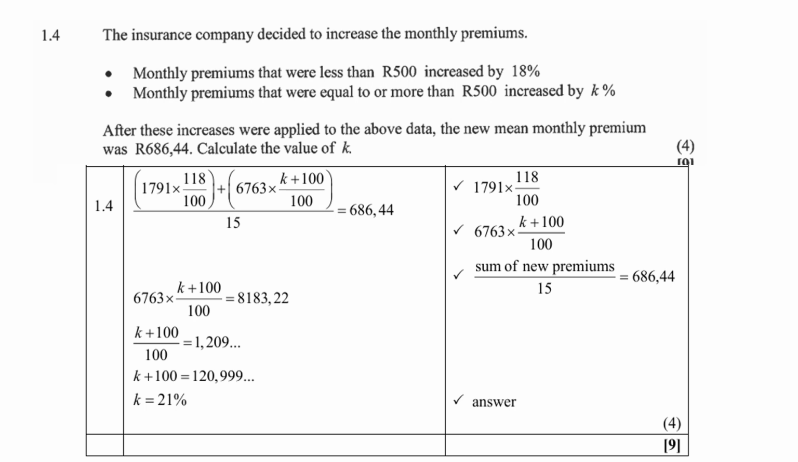And that is equal to 686 Rand 44 cents. It was given to you. Then, of course, the rest is just solve that equation. You can cross multiply, use the calculator, and you should get eventually that K is 21%. A bit of a tough one. You have to do some thinking.